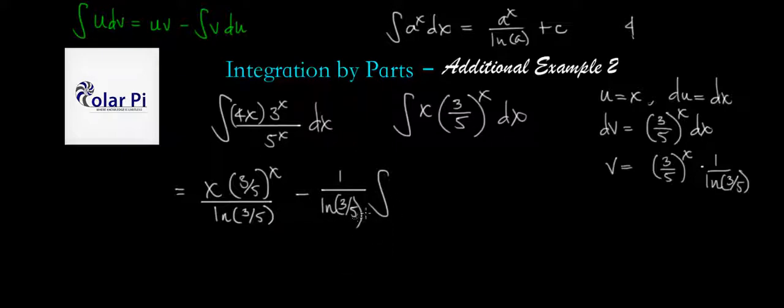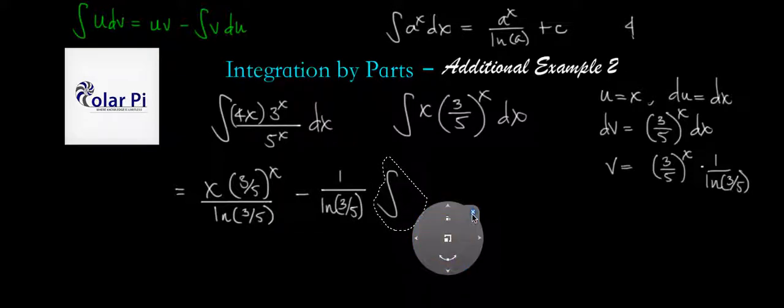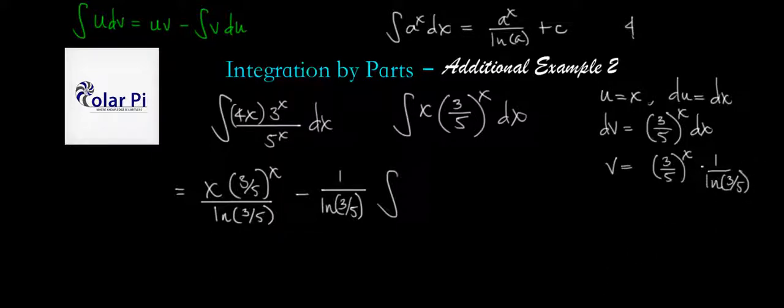I need that space there. And then of course v, and I took the constant out, so the main part of v is that guy right there, 3 over 5 to the x, and then du. And du is just dx. So all we have left to do is integrate 3 over 5 to the x dx.